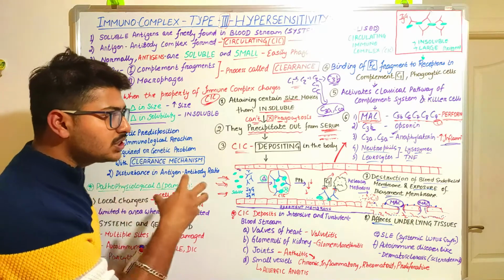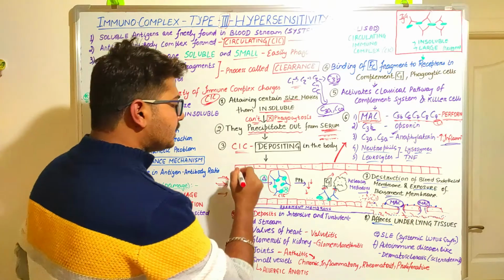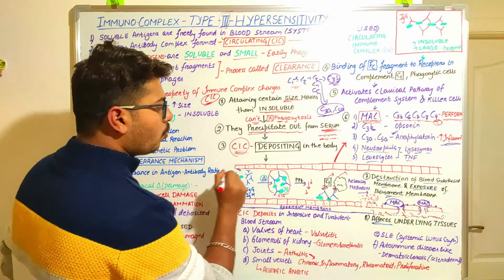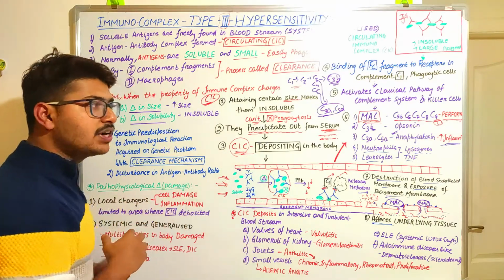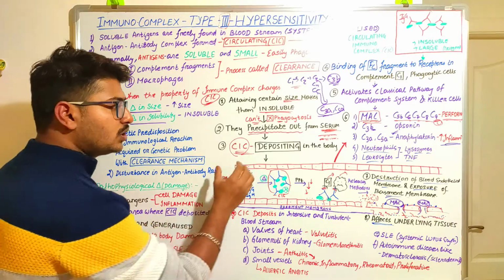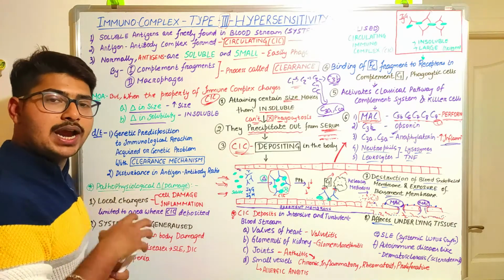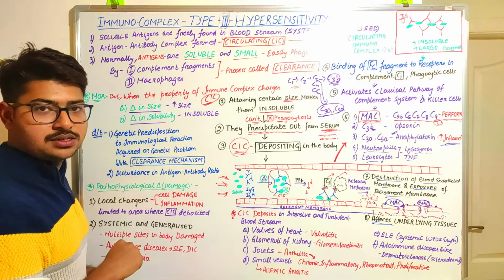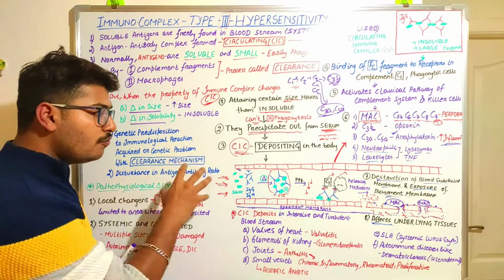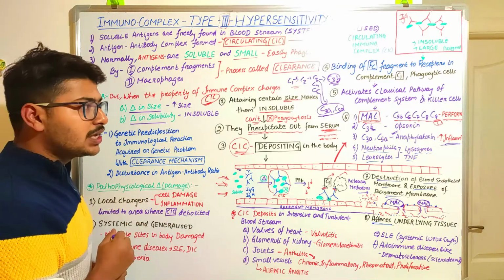So the next question is: where is this CIC getting deposited in the body, and what effects is it causing? The deposition in the body and its effects come under the pathophysiological changes. Okay, so now we are going to read about the pathophysiological changes.